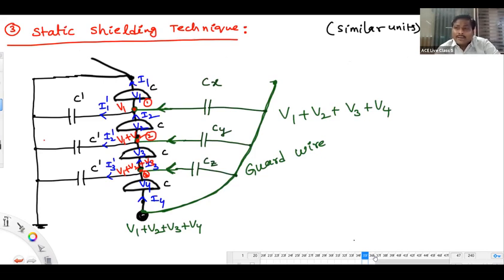How will be the direction of current in the Cx, Cy, Cz? Obviously, it will be from guard wire to metal link only, because guard wire voltage is higher compared to metal link voltage. So this is the current I can say as Ix, this is the current Iy, and this is the current I can say as Ig. Okay.